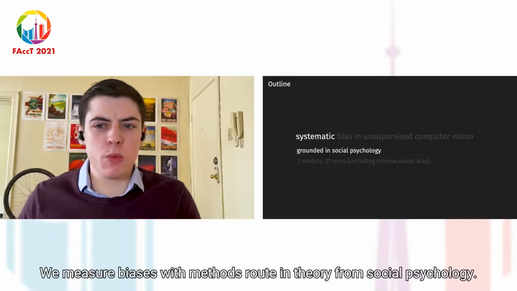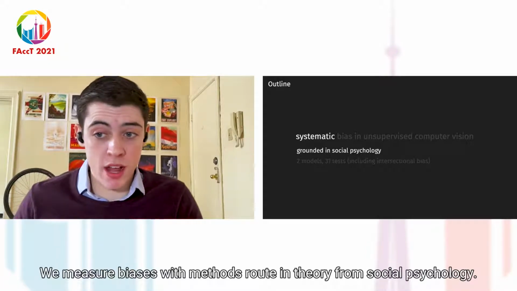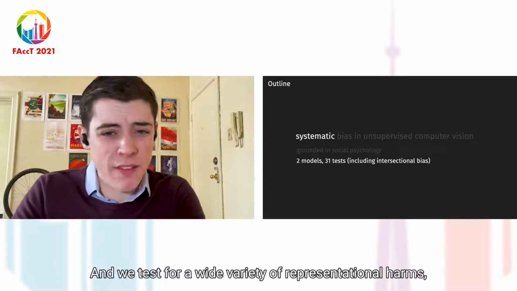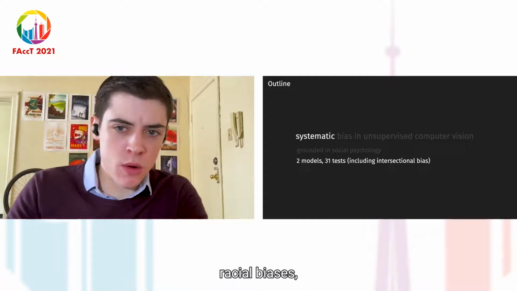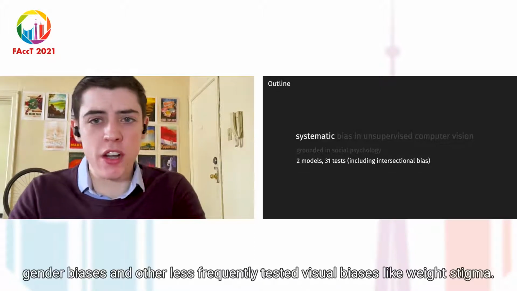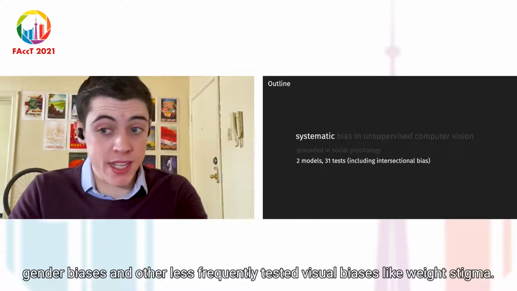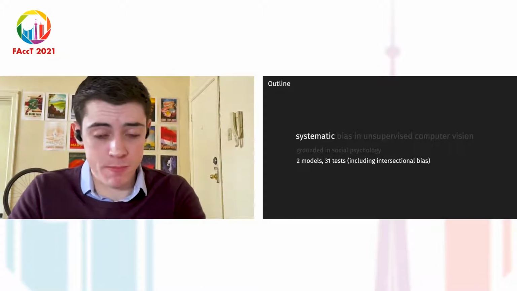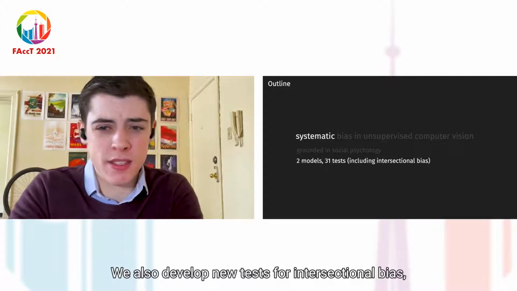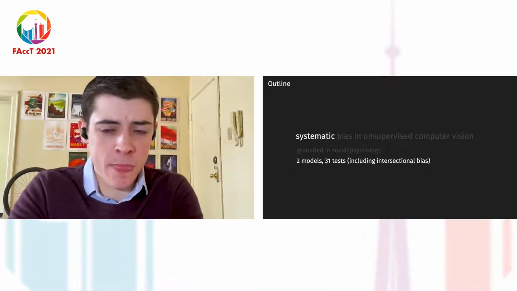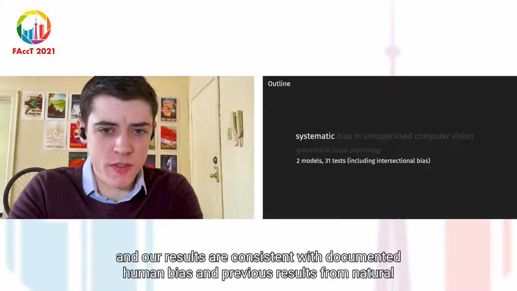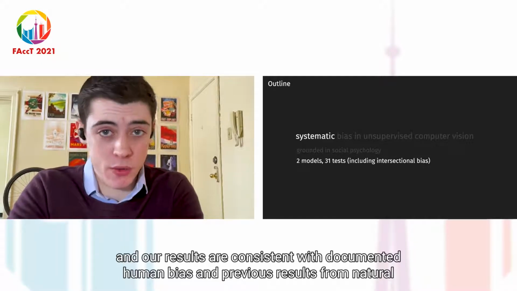We measure biases with methods rooted in theory from social psychology, and we test for a wide variety of representational harms: racial biases, ethnic biases, gender biases, and other less frequently tested visual biases like weight stigma. We also develop new tests for intersectional bias, and our results are consistent with documented human bias and previous results from natural language.